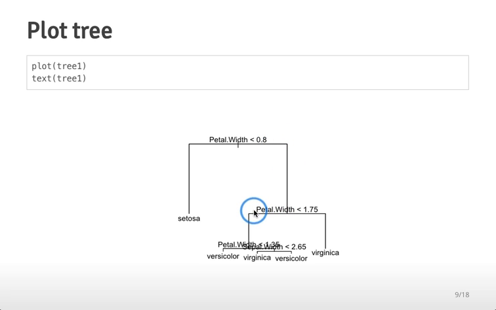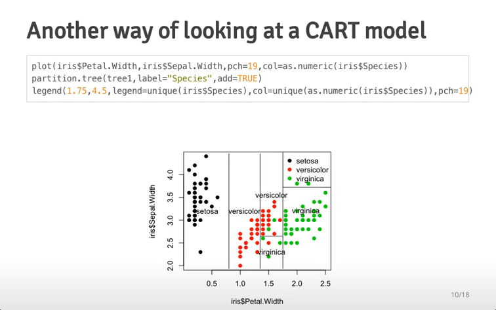So now it's between 0.8 and 1.75, and then it continues to split and so forth down the way. So another way that we can look at this, when we have just two continuous predictors in the models, we can actually plot what those splits look like in the two-dimensional space. What I've done here again is plot the petal width versus the sepal width, and again these are colored by the species that they belong to. Then what you see here by using partition.tree with add equals true is that it will just overlay these lines on top of the plot.